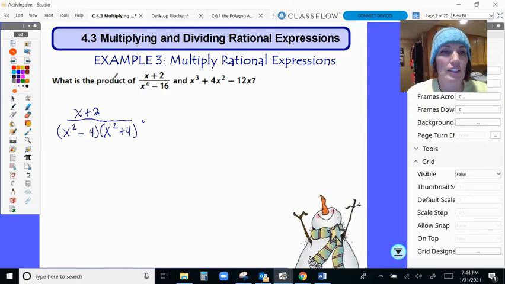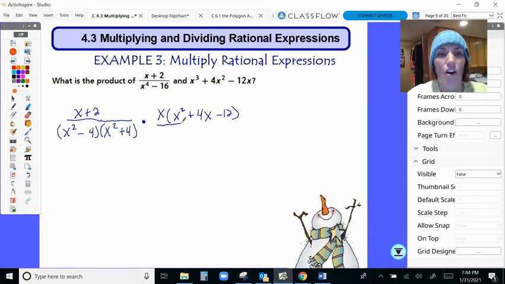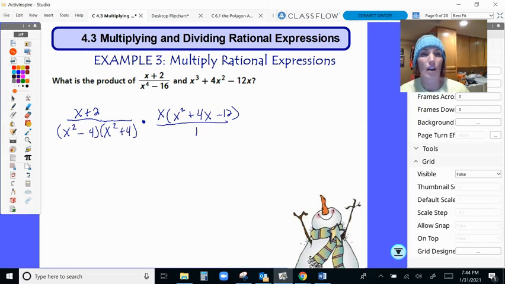Okay, so we're multiplying. It says, what's the product of those two? So that's multiplying. And then I'm going to take a GCF out of here. So x, I'll be left with x squared plus 4x minus 12 all over 1. We want to write it as a ratio. When there's not a complete ratio there, it's still over 1. So what's the product of those two? We kind of factored as I went.